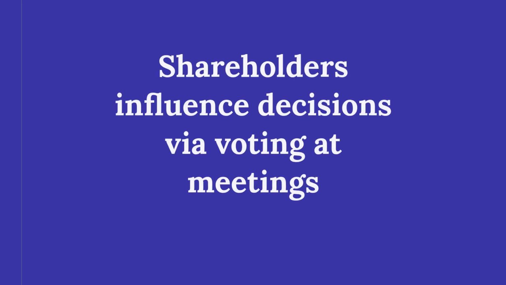Shareholders vote at general meetings, influencing company decisions. Voting can be by show of hands or poll. Each shareholder usually gets one vote per share. Polls reflect true voting power. This system balances influence among investors.